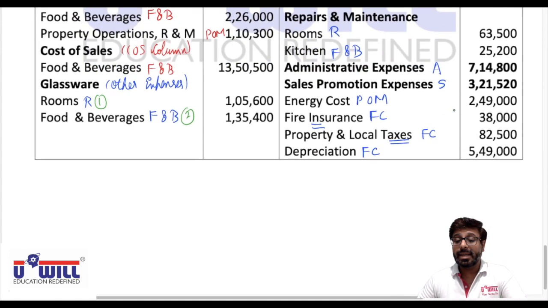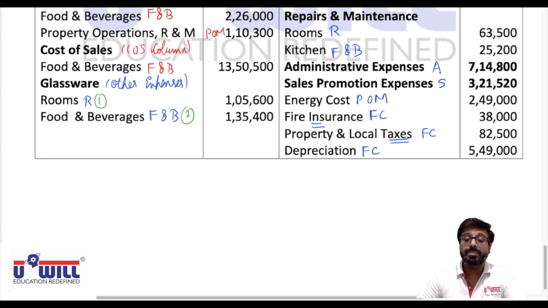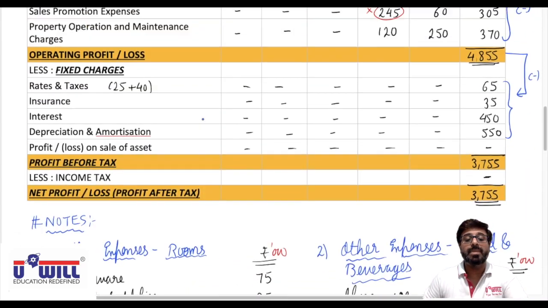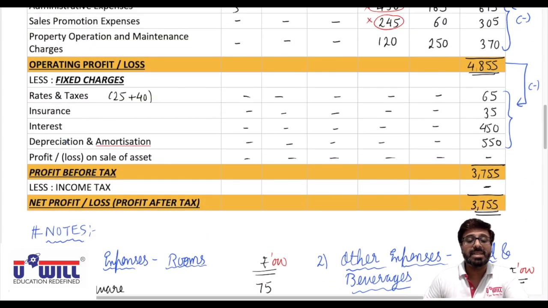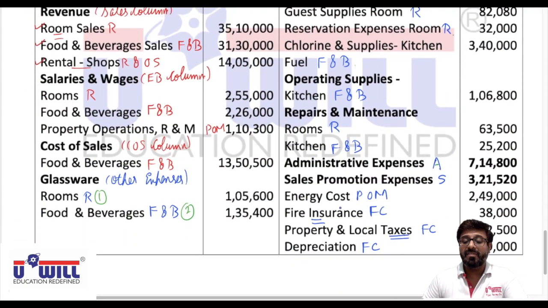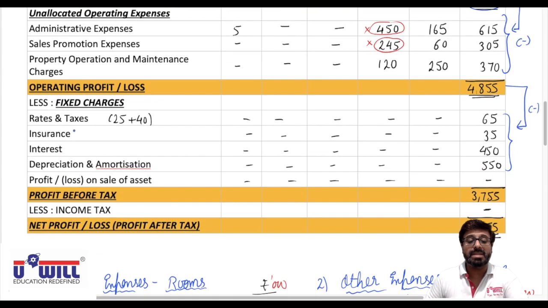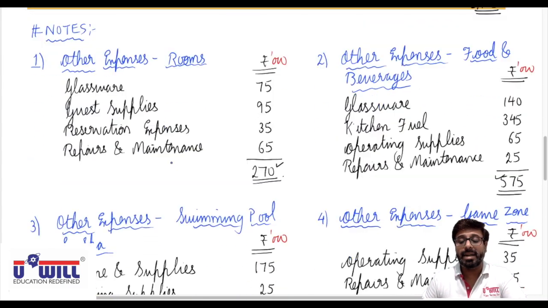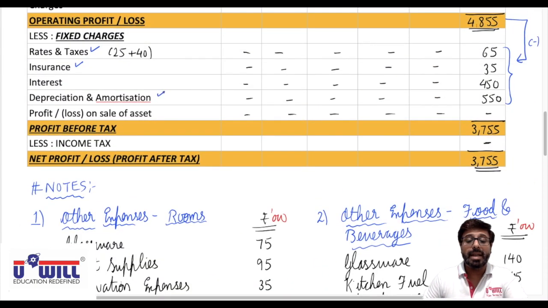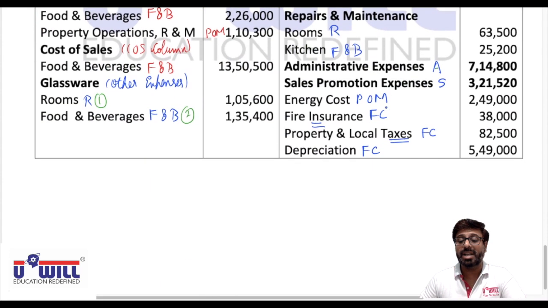Because you all can see administrative there is only one item. Sales promotion there is only one item. POM, property operation and maintenance, there is only one item. And fixed charges also only 3 are there. So you may write all of them. Rest in DPs, rates, insurance, interest, depreciation, profit and loss. Other things will become nil. Only 3 things will come in that. Fire insurance will come, that means this insurance amount will come, taxes will come and depreciation will come. Okay. Other items of fixed cost also are not there. Like here also profit was not there, so we had written nil. Here interest is not there, so that also you'll mention as nil.